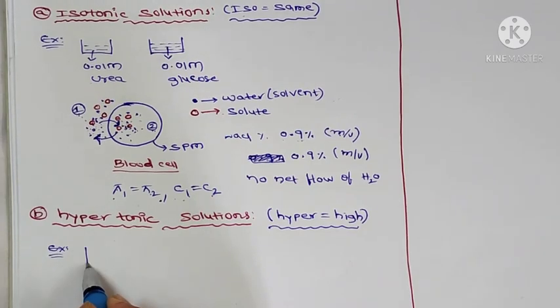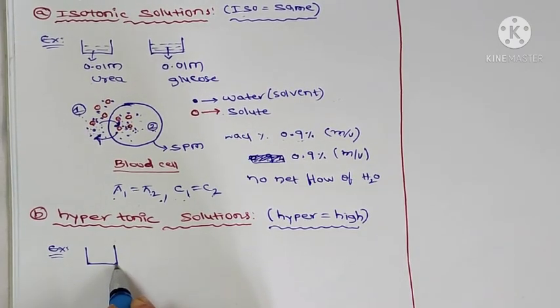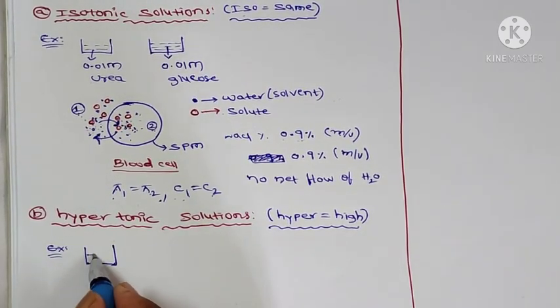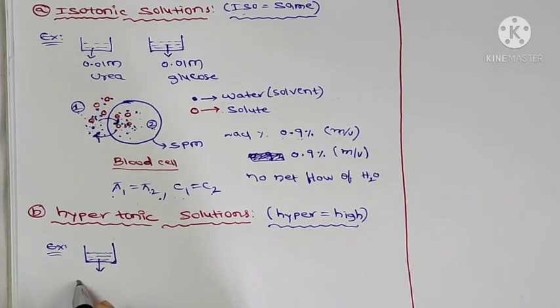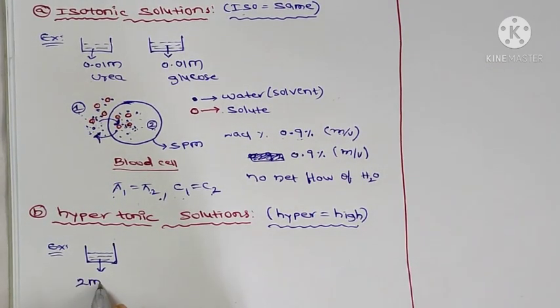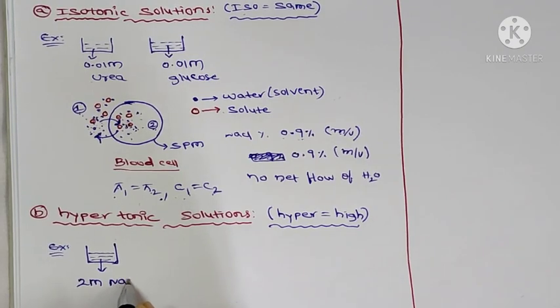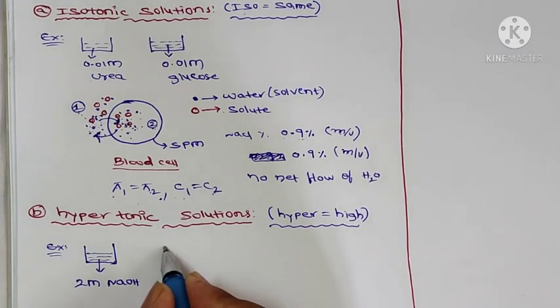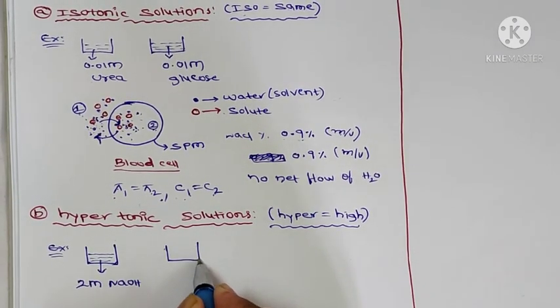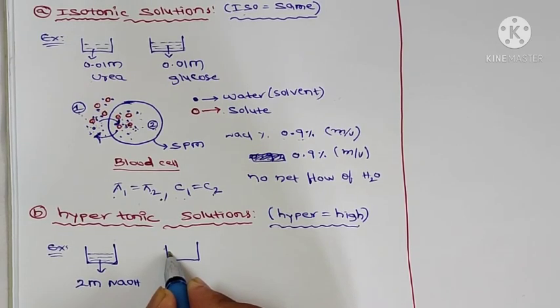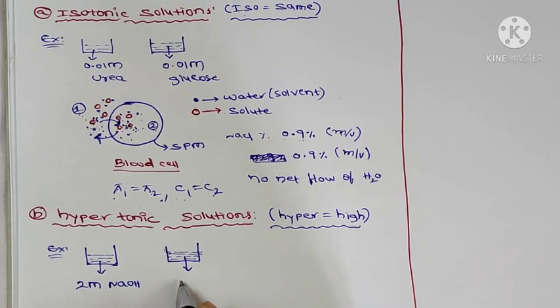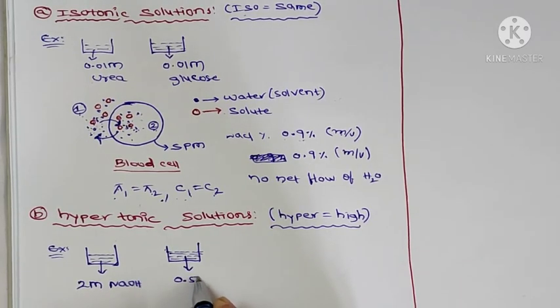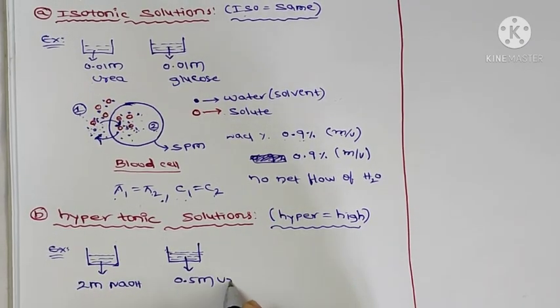I am taking one beaker. In that beaker I am taking NaOH, the concentration 2 m, 2 molar NaOH, and I am taking another beaker. In this beaker I am taking 0.5 m urea.